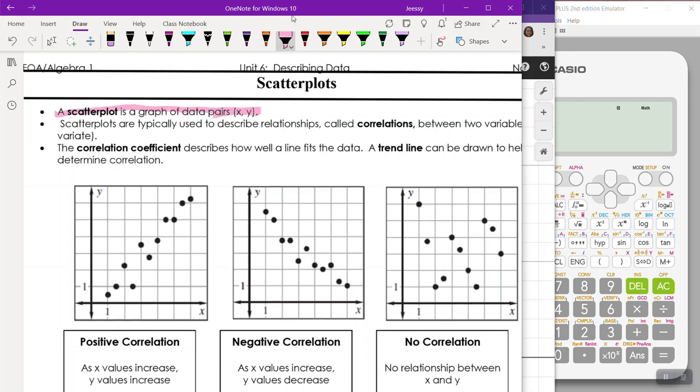So you have the x-axis and the y-axis. Scatter plots are usually called correlations because we're trying to see how they're related to a particular event, between the two variables. And the correlation coefficient describes how well a line fits that data, okay? A trend line can be drawn for this.